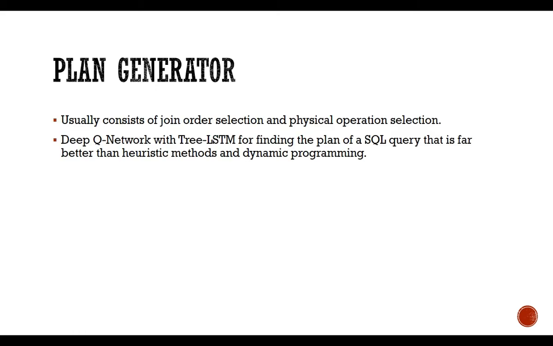The third and last component of the learned optimizer is the plan generator. The plan generator usually enumerates different plans, and these plans consist of join order selection and physical operator selection. The plan generator usually aims to provide a good order of join operations, and it uses a deep Q network with tree LSTM to find a plan of an SQL query that is far better than heuristic methods and dynamic programming. If you want to know more about deep Q network, you can check out this website.